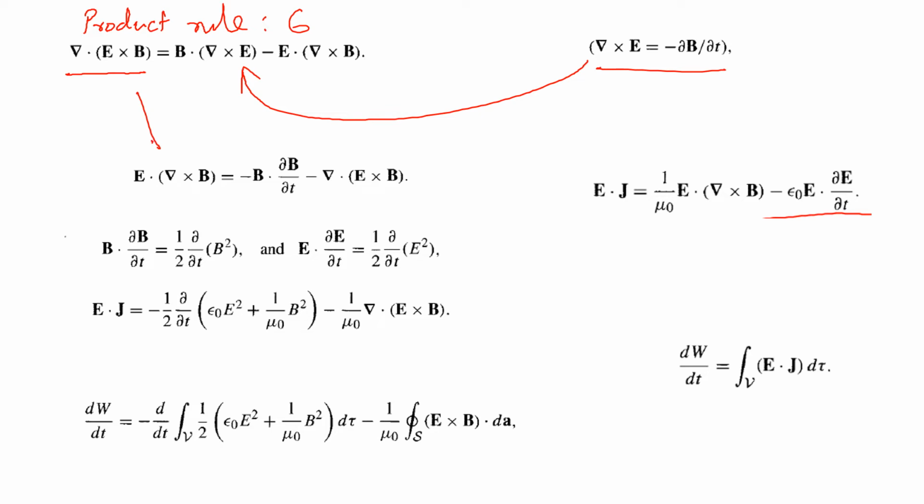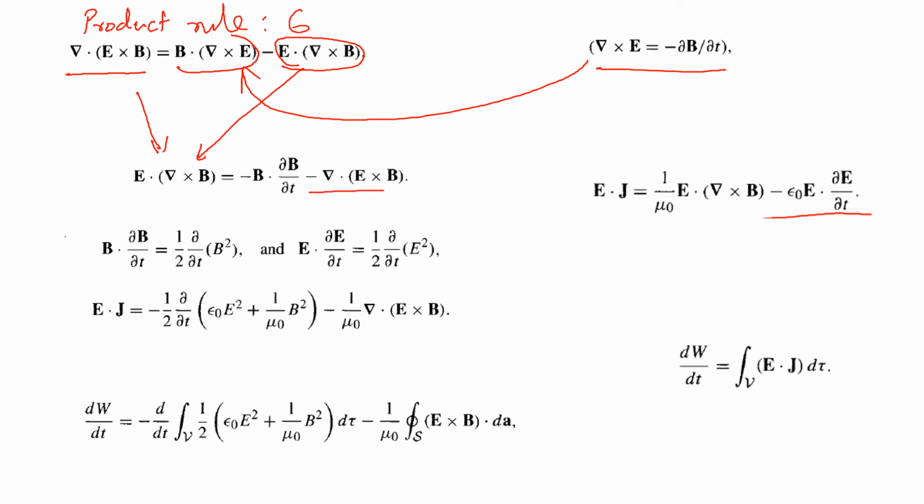So we can write E dot del cross B equal to minus B dot dou B by dou t minus del dot (E cross B). How did we get this? This is a simple rearrangement of the product rule 6 equation above. What we did is, E dot del cross B is here, and we take the del dot (E cross B) to the other side.